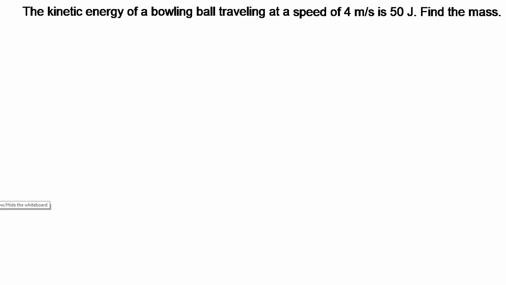Our first problem, number 2, says that the kinetic energy of a bowling ball traveling at a speed of 4 meters per second is 50 joules. Find the mass of the ball.